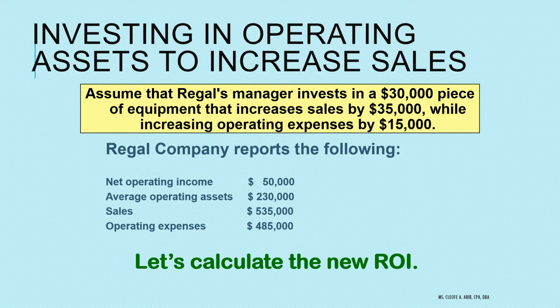So your new sales level is at 535 and your operating expenses is at 485,000. Now let's see what will be the effect of this action to the ROI. Let's calculate now your new ROI.